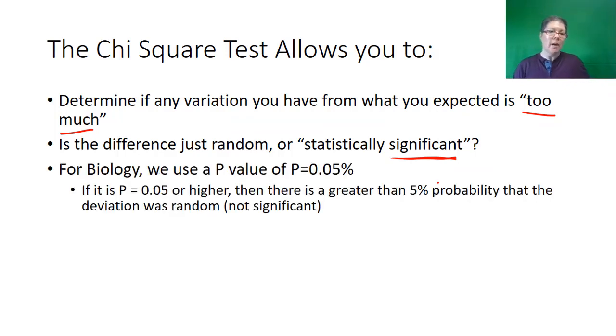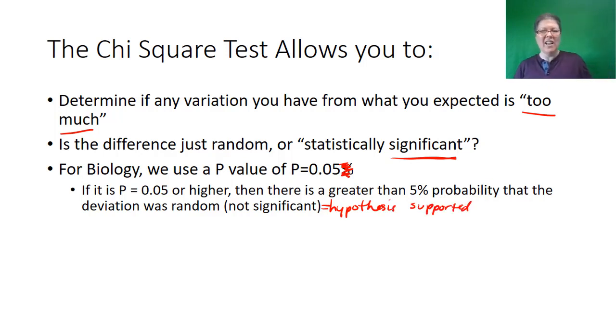So for biology, we use a probability or a p-value of 0.05, which is 5%. Actually, there shouldn't be a percent there. 0.05. So basically, if your p-value is equal to 0.05 or higher, then there's a greater than 5% probability that the deviation was random, not significant. Hypothesis accepted or supported. I'm going to go with supported. I like that better.